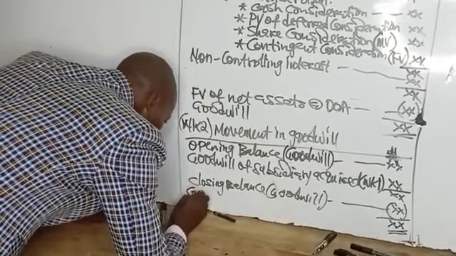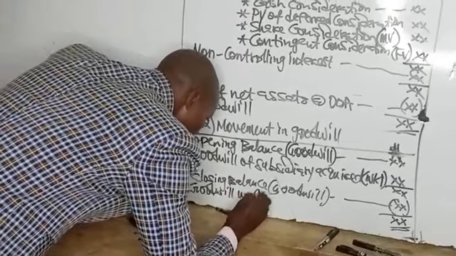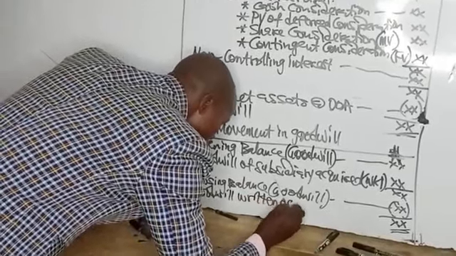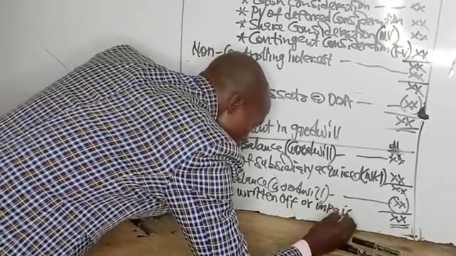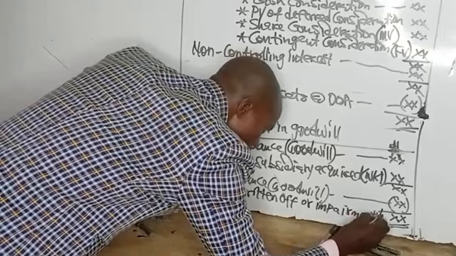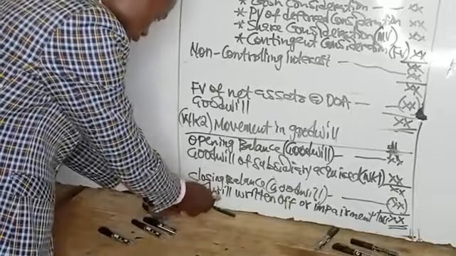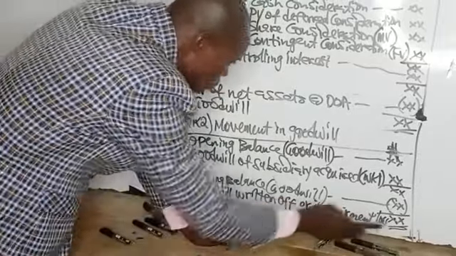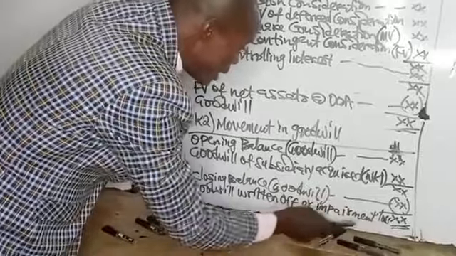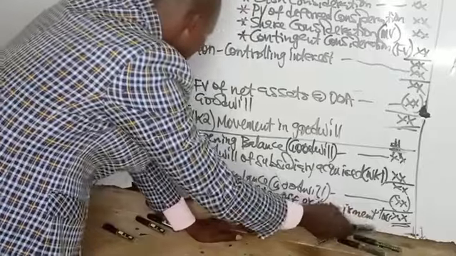Goodwill written off or impairment loss. This amount will be adjusted in operating activities. If you are using the indirect method, you will add this amount, the figure obtained here, the goodwill written off, under the adjustment for non-cash items, because it is a non-cash item.